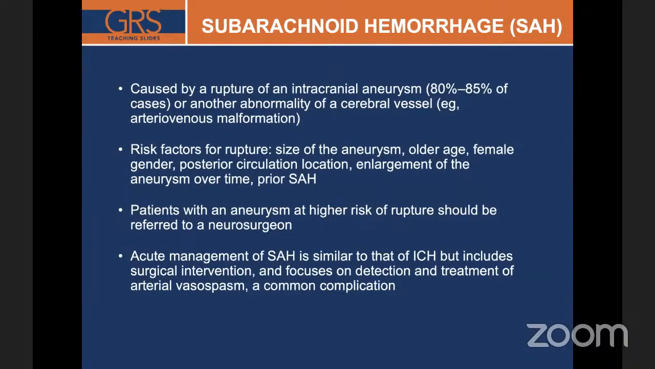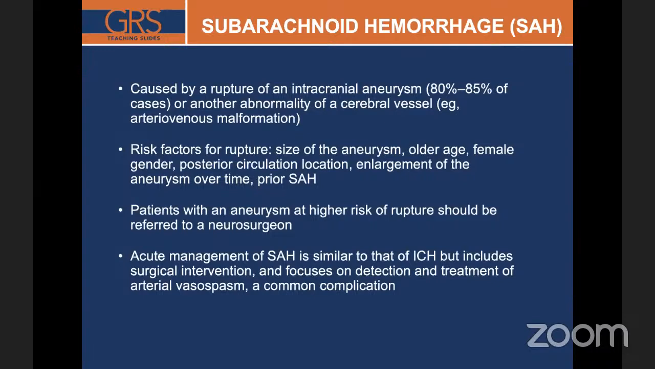The next type is subarachnoid hemorrhage. It is usually caused by a rupture of an intracranial aneurysm, 80 to 85% of cases, or another abnormality of a cerebral vessel, such as an arteriovenous malformation. Risk factors of rupture: first is the size of the aneurysm, the age of the patient, the older, they're more prone to have an aneurysm, female gender, posterior circulation location, enlargement of the aneurysm over time, and a prior subarachnoid hemorrhage.